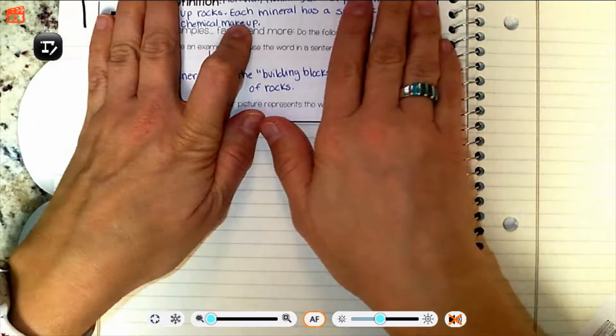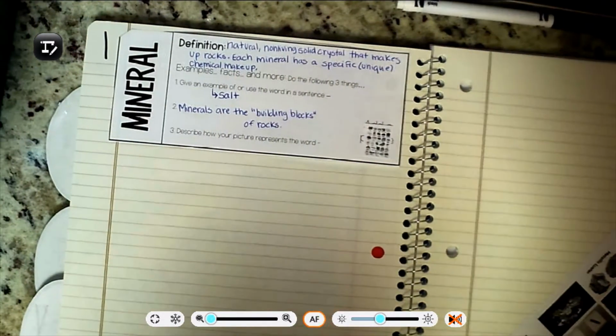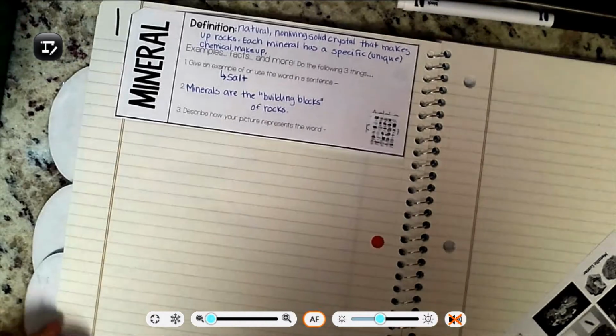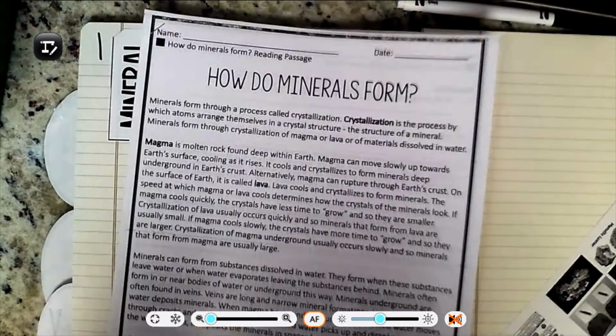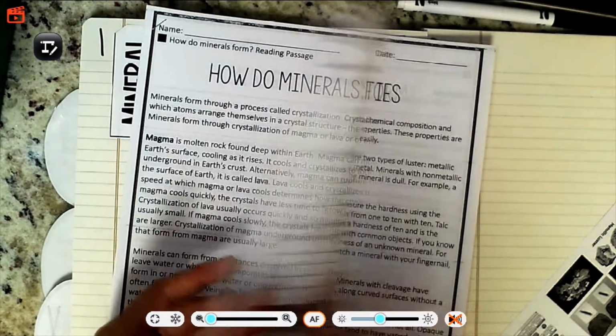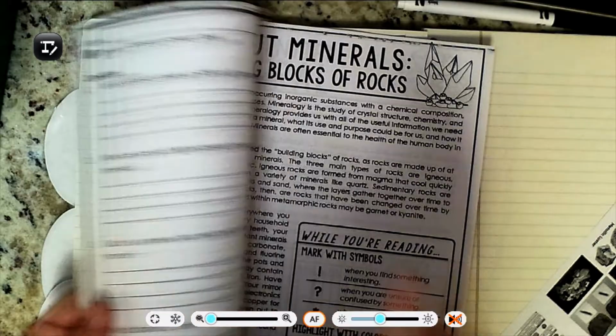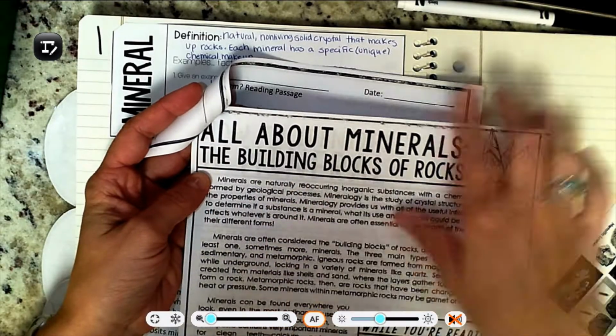So let me just get that glued in up there. Zoom back out a little bit. And you're going to get out this packet. Now again, we're not starting with the one on the top because Miss Philippa did not plan it well. So you're going to go in 1, 2, 3 to the 4th page. It says up here at the top, all about minerals, the building blocks of rocks.